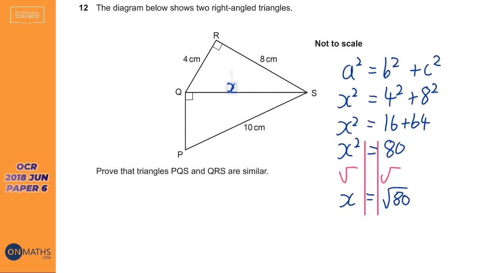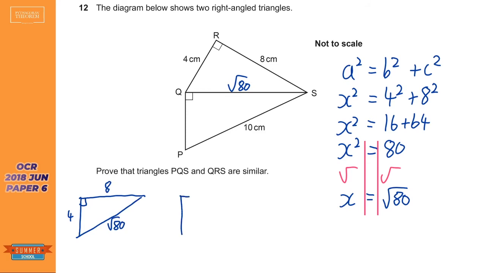Okay, let's get rid of that, and then let's put in root 80, which is this one. So we've got two triangles now, and let's try and draw them the same. So we've got the triangle at the top, which is 4, 8, root 80. And let's draw the other triangle we've got at the bottom. And we know that that is root 80, and that is 10.